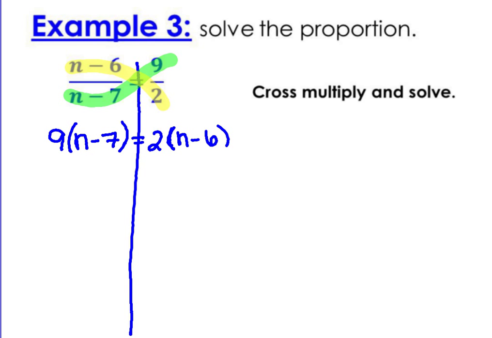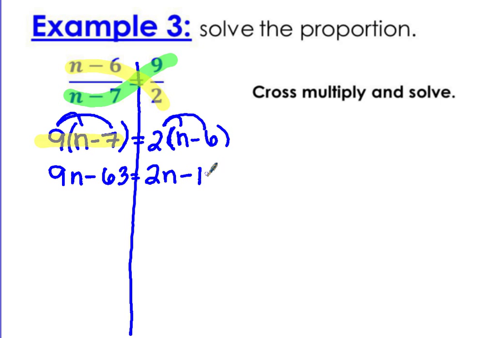So, my first step on this is to distribute. And I can distribute on both sides, but I'm going to start with this one. So I'm going to distribute this side. 9 times n is 9n. And 9 times negative 7 is negative 63. 2 times n is 2n, and 2 times negative 6 is negative 12.